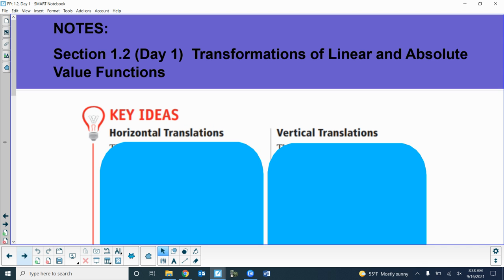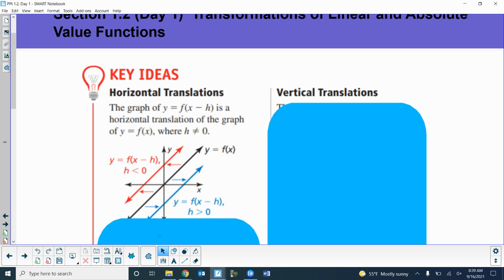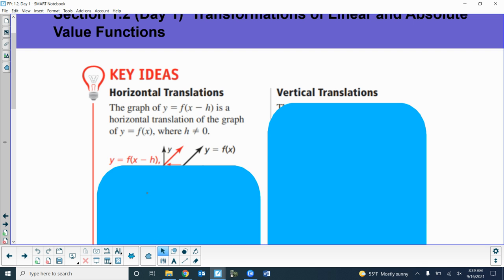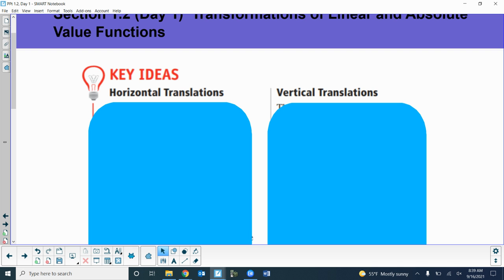We already did that stuff. All right, so key ideas. Horizontal translations and vertical translations. Okay? So, I'm just going to write over top of this. This is in your book. You can look at all this, but this just gets kids all confused, looking at all that stuff. So, I'm going to try to make it easy on you by giving you just an example and going through it.